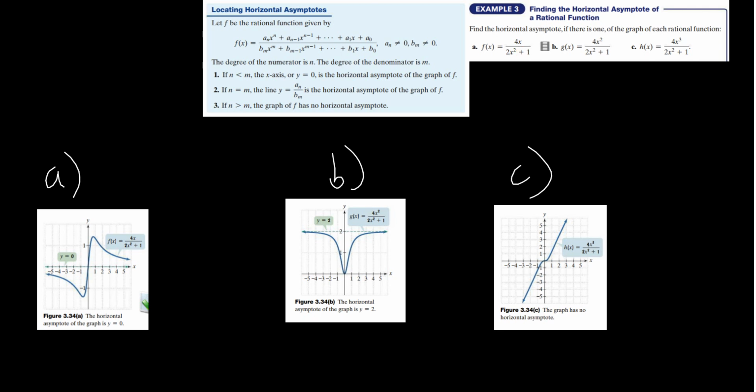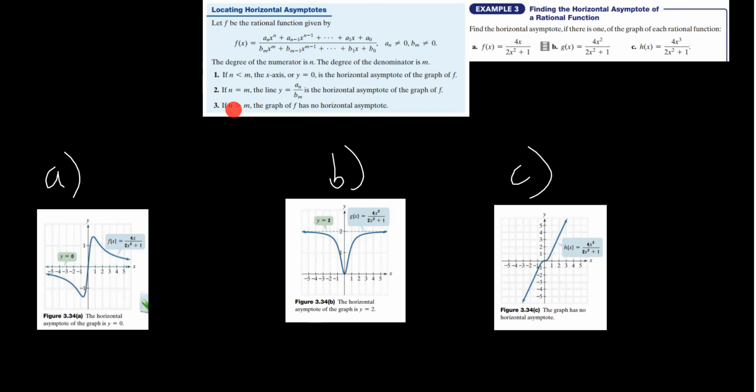Now B, notice how the degree of the numerator is 2 and the degree of the denominator is also 2. So therefore, the horizontal asymptote is going to be the ratio of the leading coefficients. So the leading coefficient here is 4 divided by 2. 4 divided by 2 is 2, and we have the horizontal asymptote up here at 2. And again, that's just following along with rule number 2 here.